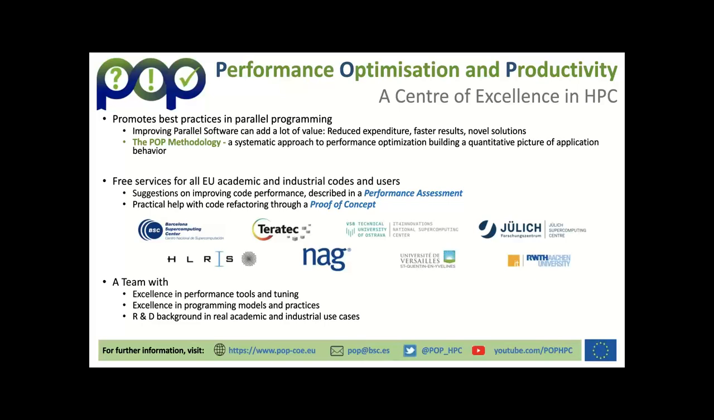And we basically have two service levels. Everybody can come to us and get those services. One is we do a performance analysis and performance assessment of your code, and we will give you recommendations and suggestions so you can improve your code. And the other service level is that we actually help you implement those recommendations. Not all of them, not to the full extent, but we do a kind of proof of concept of those optimizations.